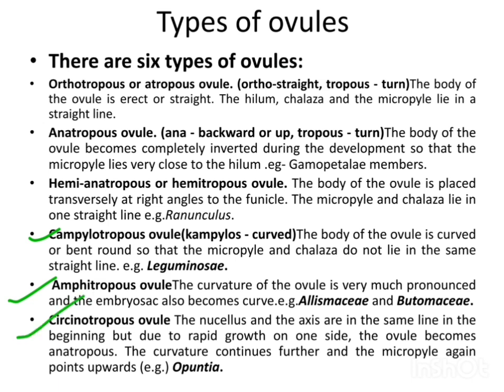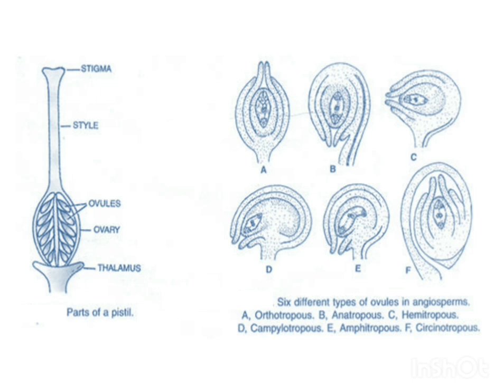Next is sarcinotropous ovule, where the nucellus and axis of that ovule are in the same line in the beginning, but due to rapid growth on one side, the ovule becomes anatropous. The curvature continues further and the micropyle again points upward. It is completely curved, which is present in the Cactaceae family, Opuntia. So these are the structures.